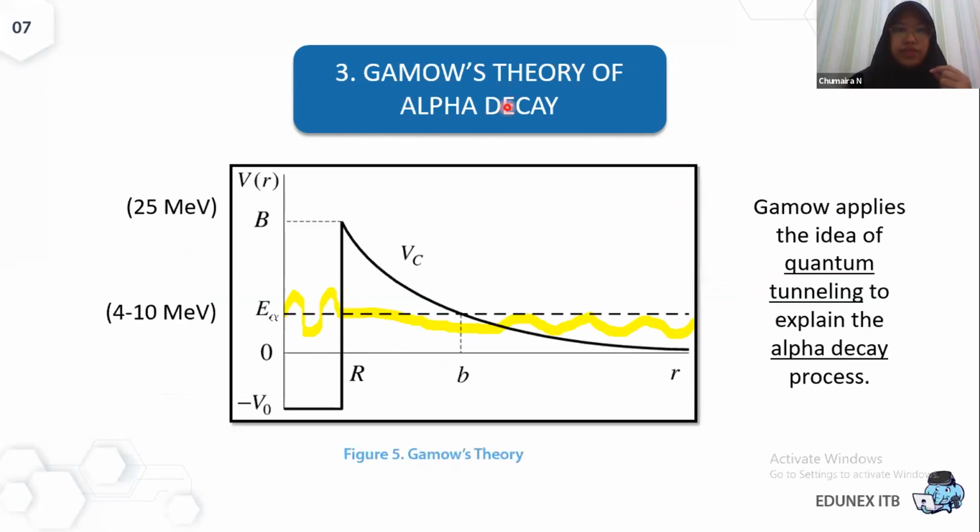Now, what Gamow's theory of alpha decay is, well, what Gamow does is he applies the idea of quantum tunneling to explain the alpha decay process. So he says that basically the alpha particle is able to penetrate the nuclear potential barrier, even though it has a kinetic energy much less than the potential barrier. So this is the essence of Gamow's theory of alpha decay. It applies quantum tunneling to the alpha decay process.